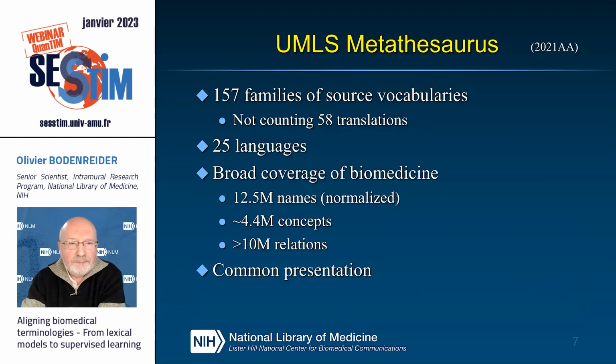So at this point, the UMLS contains roughly 157 families of source vocabularies, and I'm not counting the translations here. There are terms in 25 languages, but we'll focus on English terms today. It provides a broad coverage of biomedicine. There are 12.5 million names grouped into 4.4 million concepts and millions of relations among these entities.